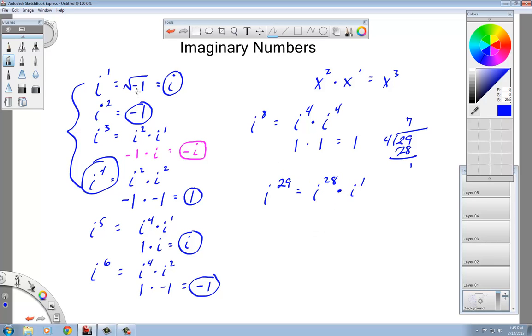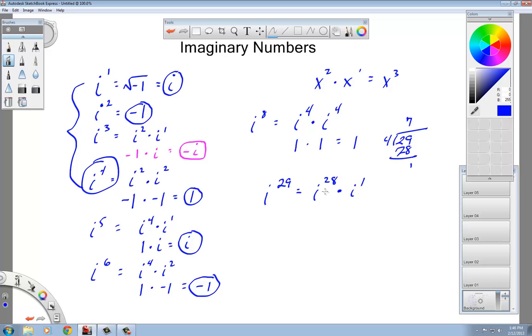And remember, with all these examples I've been doing, if we back up and look at this, i to the 3rd is 2 times 1. i to the 4th is 2 times 2. i to the 5th is 4 and 1. Again, you're adding these exponents. So 2 plus 1 is 3. 2 plus 2 is 4. 4 plus 1 is 5. Here, 28 plus 1 is 29.